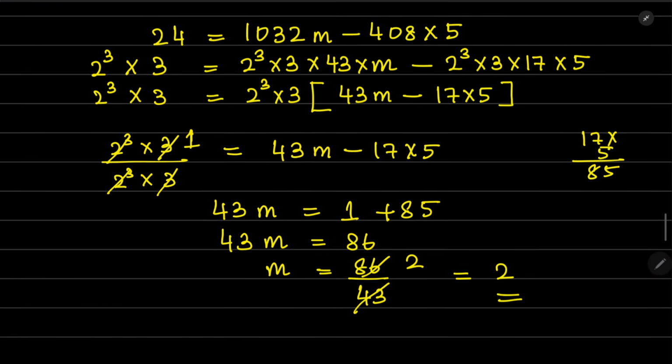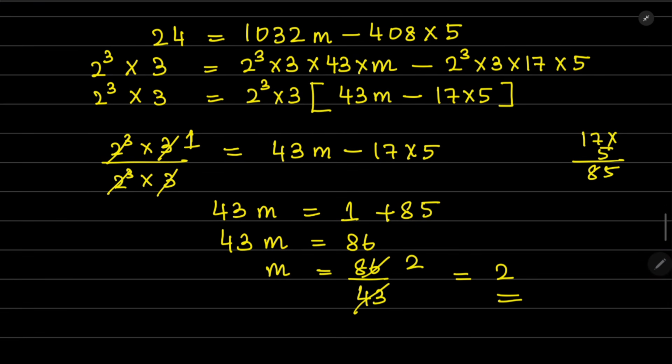Now here, one of the most important things to do is, when you cancel out these terms, on either end you will still have a 1 here. If you miss out this 1, it should be 1 plus 17 into 5. The minus of 17 into 5 will go to this end, so it will become 1 plus 17 into 5, which is 85. So this 1 plus is most important. If you miss out on this 1, then you will not be getting a whole number as your answer.